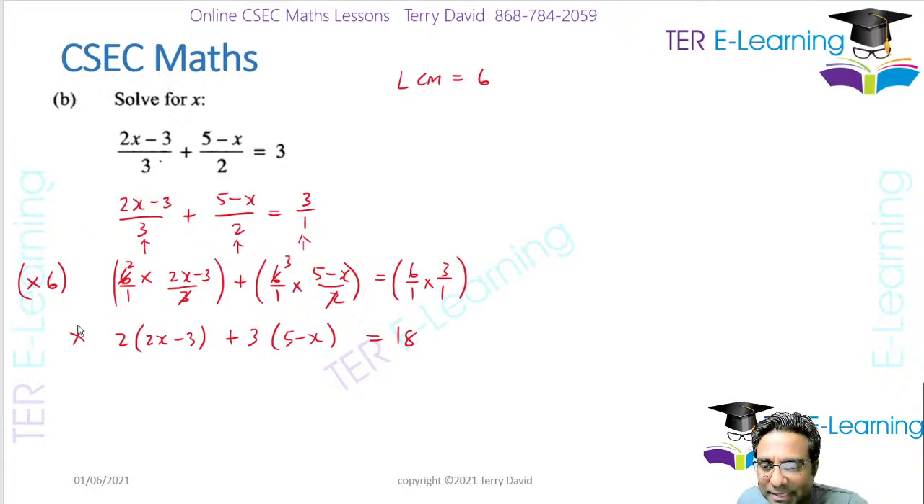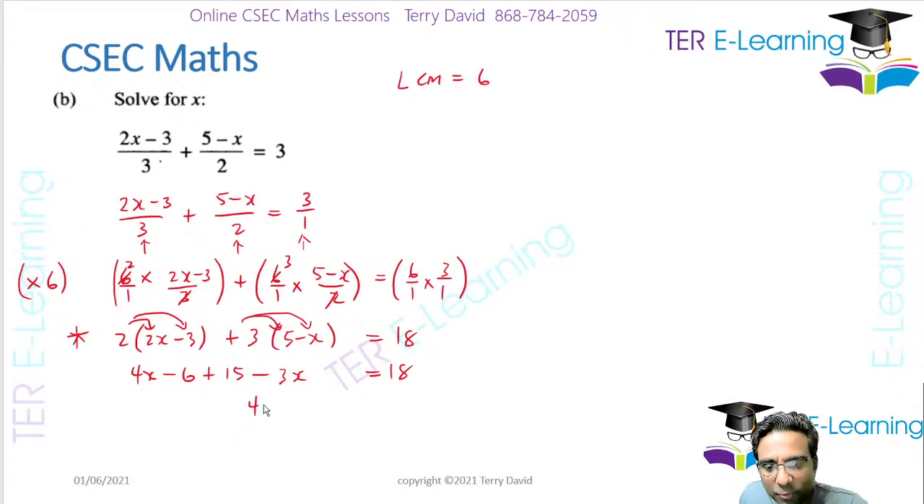So now this equation looks like something that I can work out. So we're going to say 2 multiplied by 2x, which is going to give me 4x. 2 multiplied by minus 3 is going to give me minus 6. Then I need to remove these brackets. 3 by 5 is going to give me plus 15. And then 3 by minus x is going to give me minus 3x, is equal to 18. So keep all your x's on one side and throw all your numbers on the right hand side.